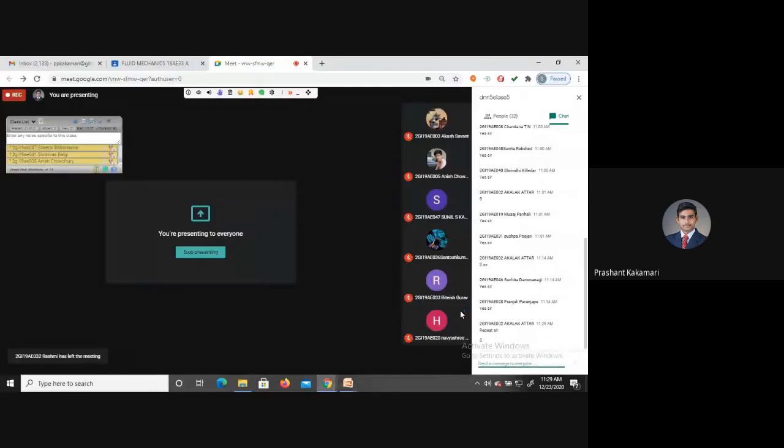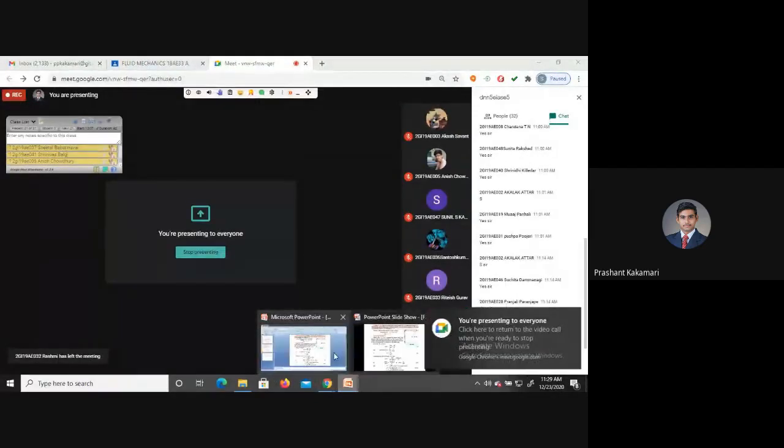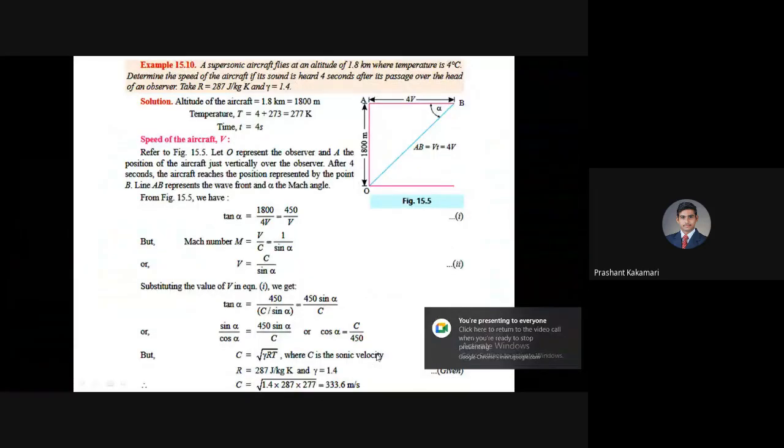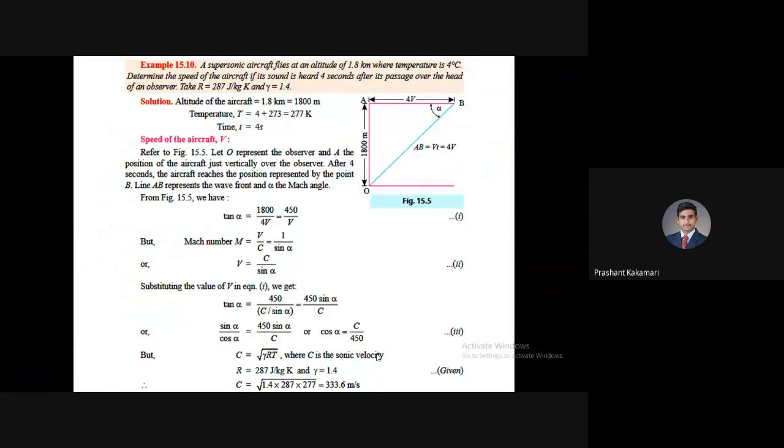Okay, here a plane is moving at a vertical height of 1.8 kilometers. The atmospheric temperature at that height is 4 degrees centigrade. Determine the speed of the aircraft. So the speed of the aircraft we need to find out, if its sound is heard 4 seconds after the passage over the head of an observer.